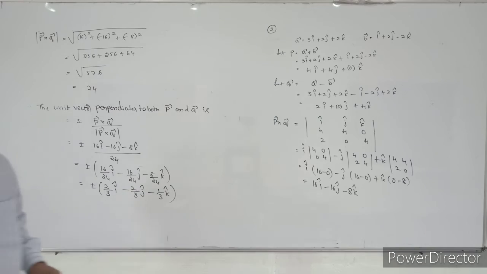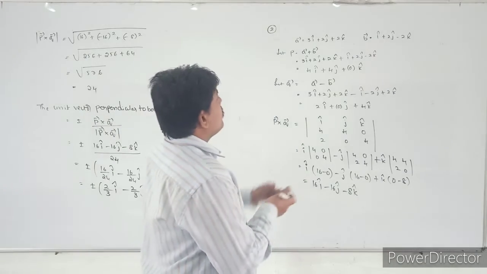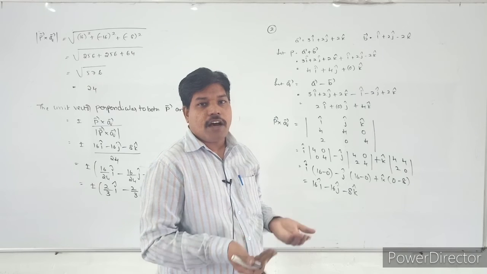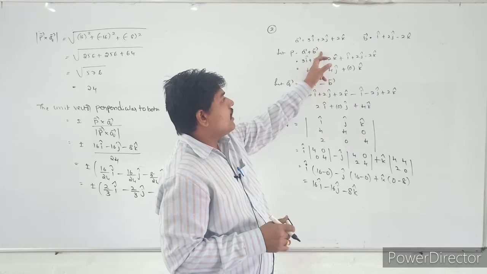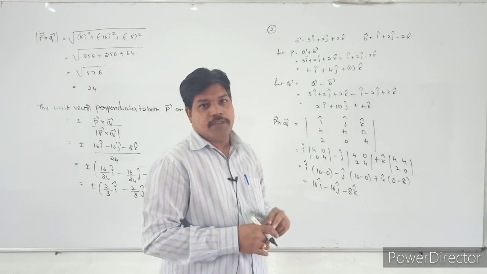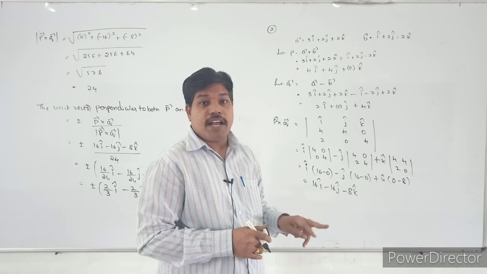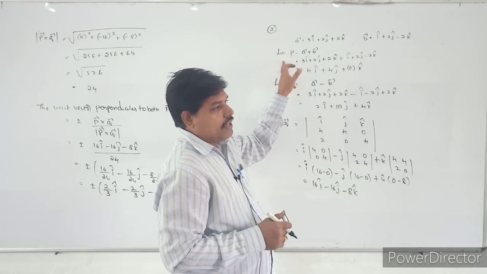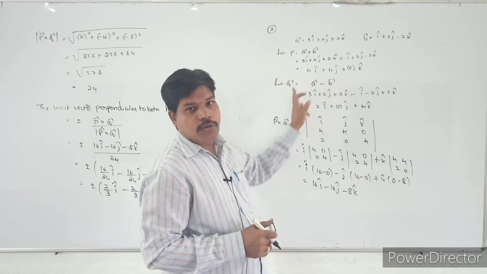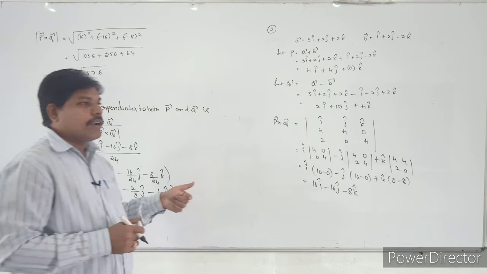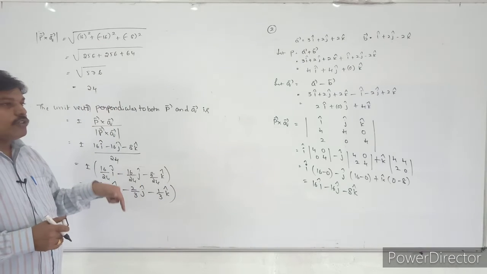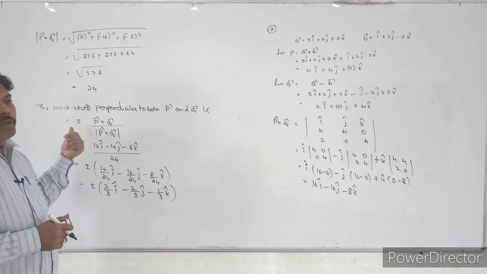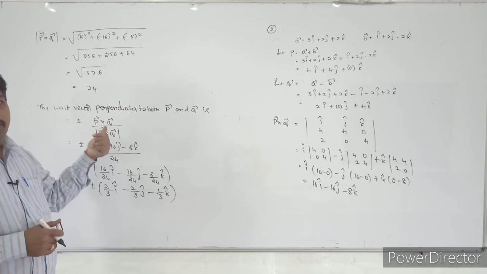See that once again. What is the question they are asking? a and b are two vectors. They are asking for the unit vector perpendicular to a plus b and a minus b. So that's why I am taking a plus b as P and a minus b as Q. Then the vector perpendicular to P and Q, and it is a unit vector, so the required vector is plus or minus P cross Q by mod P cross Q.